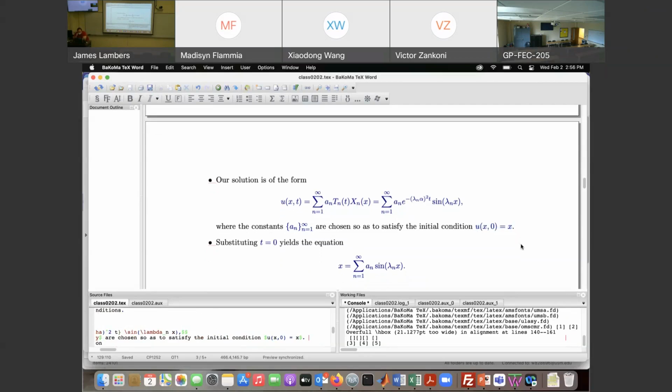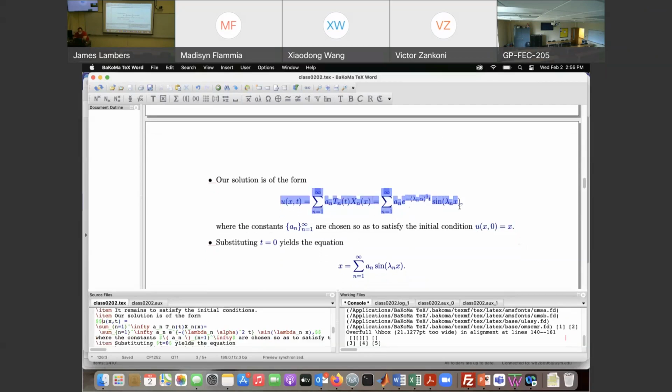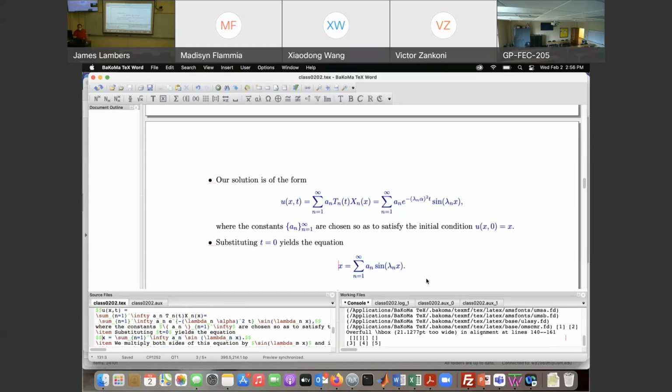So now, I go ahead and substitute t equals 0 throughout this equation. If I set t equals 0 over here, I get u of x, 0. That's my initial condition, so the left side has to be x. On the right side, t equals 0 only affects the exponential. So e to the 0 is 1, so that goes away, and we still have everything else. So this equation now has to be satisfied. We have to find constants a sub n that will do that.